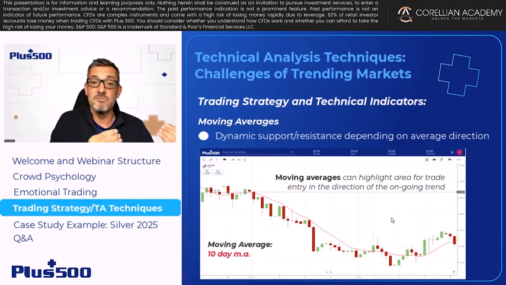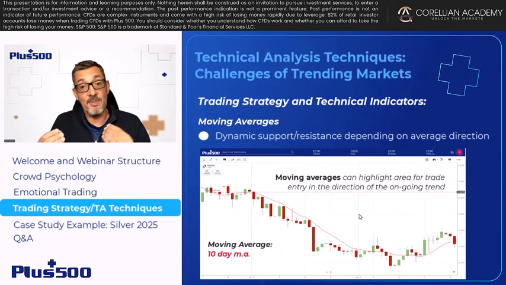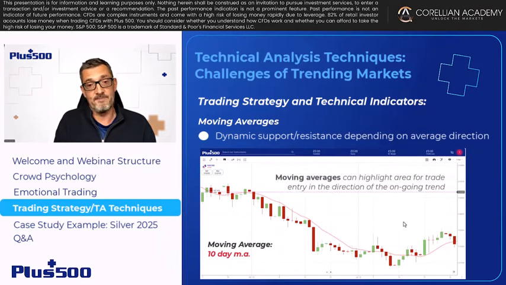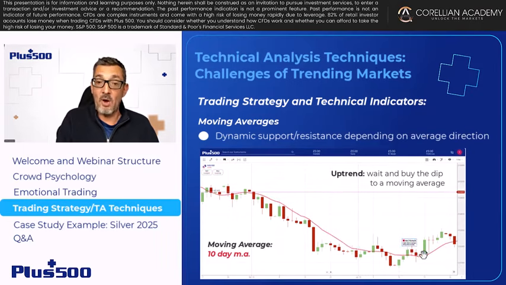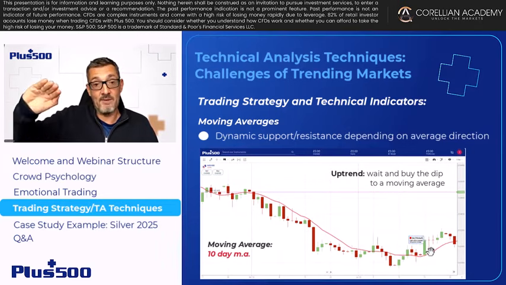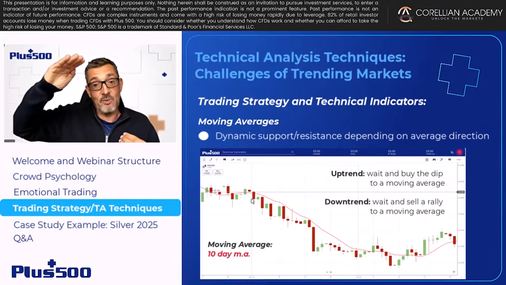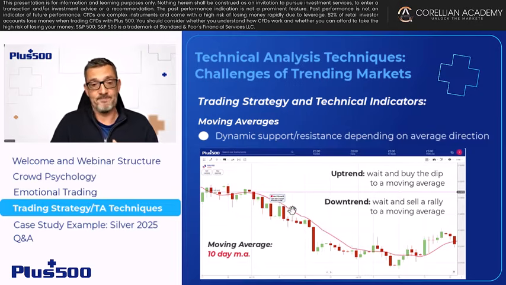In these situations, moving averages can be useful for highlighting areas for trade entry in the direction of the ongoing trend. By this, I mean wait and buy a dip to an average which is moving higher, or wait and sell a rally to an average which is moving lower.